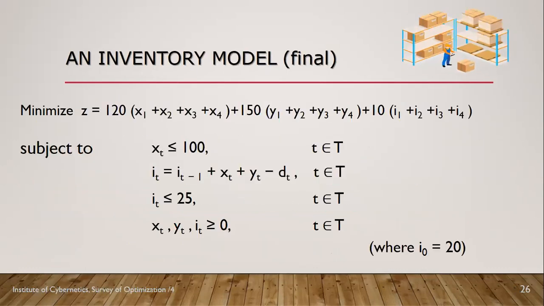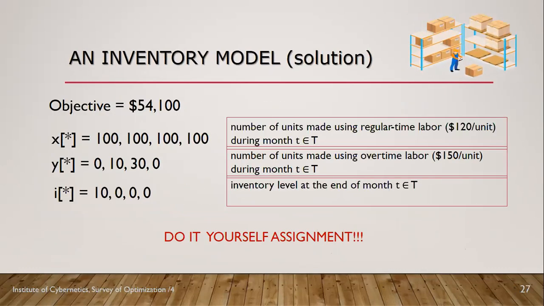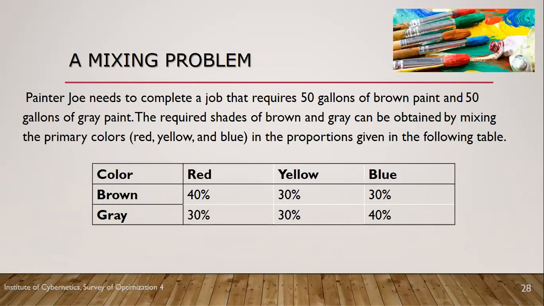Next typical problem, really typical, standard one, is a mixing problem. We consider another standard problem which can be formulated as a linear program. Let's consider the situation when a painter whose name is Joe needs to complete a job that requires 50 gallons of brown paint and 50 gallons of gray paint. So this is what he actually needs to achieve.